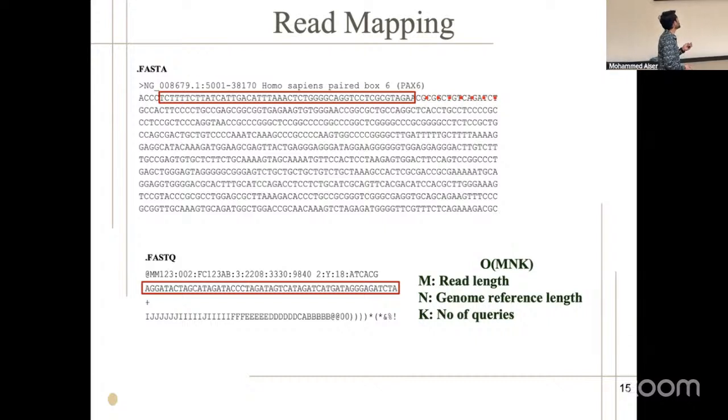So if you want to check millions of reads, then it will take a lot of time. Computationally, it will take O of M times N times K, where M is the read length, N is the length of the reference genome, and K is the number of queries, the number of reads. So you can imagine how long it will take if you check all of them one by one. This is called the brute force algorithm. It is very computationally heavy.